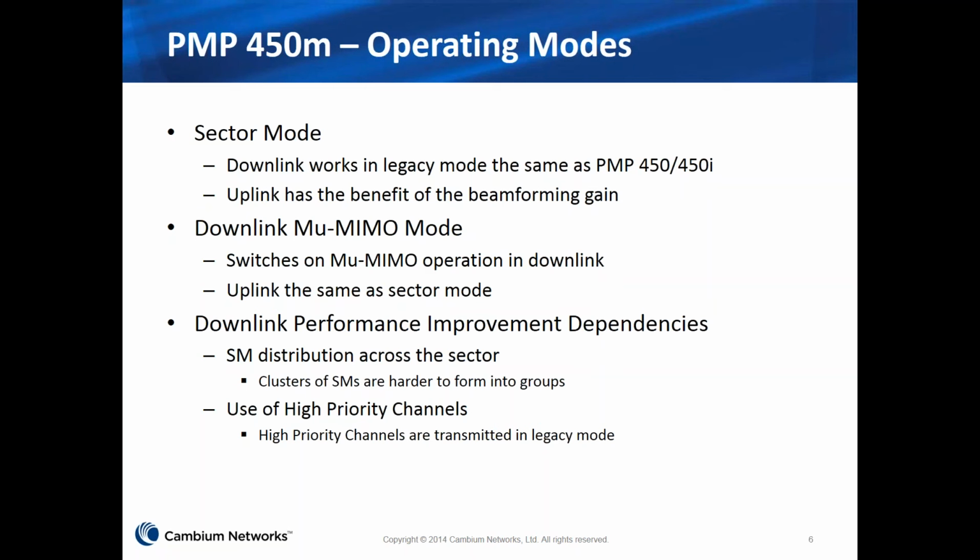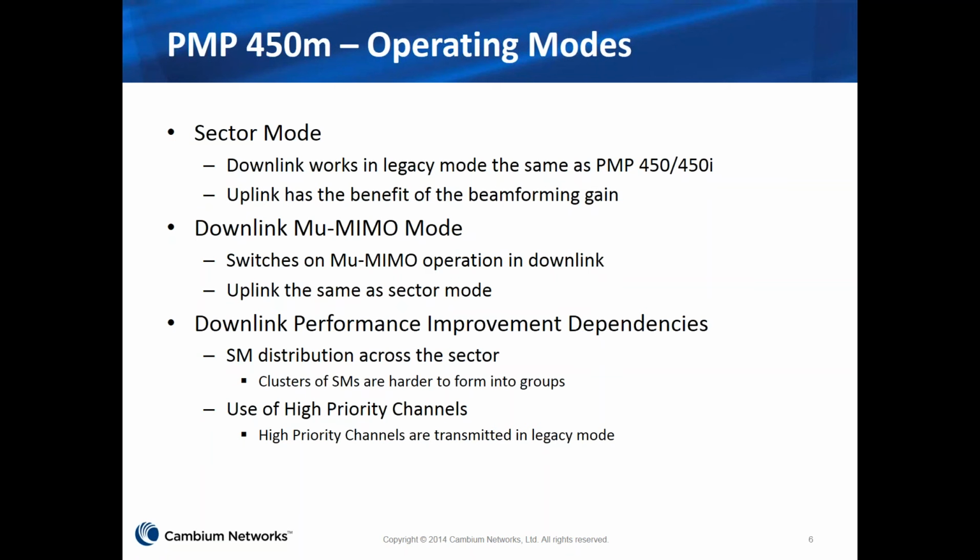When you set the operating mode to downlink MU-MIMO, this switches on the Medusa MU-MIMO technology in the downlink. At this time we can use multiple SMs and serve them simultaneously. That gives an improvement in the overall AP downlink throughput. The uplink works the same as for sector mode, so you shouldn't see any difference as you switch between sector mode and downlink MU-MIMO mode on the uplink.